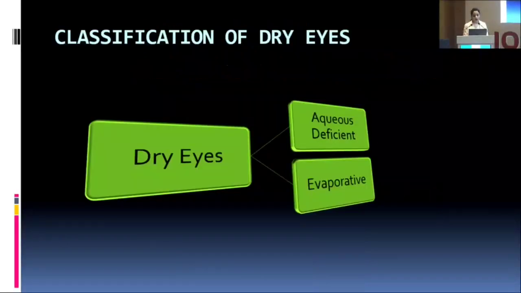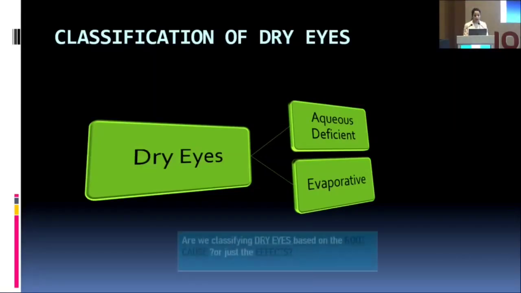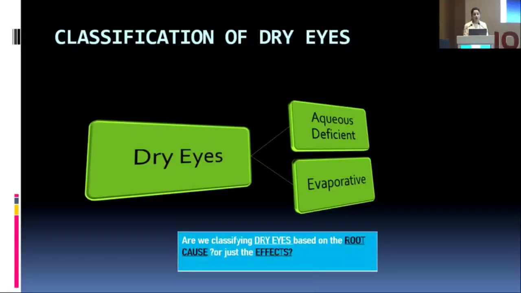Going back to where it all began, the classification of dry eye, aqueous deficient, evaporative, a very boring slide, but I want you to ponder over one thing. Is this root cause based or is it just effect based classification? We are not talking about the root cause. Aqueous deficient is not the root cause. This is what has happened. It is an effect based classification.